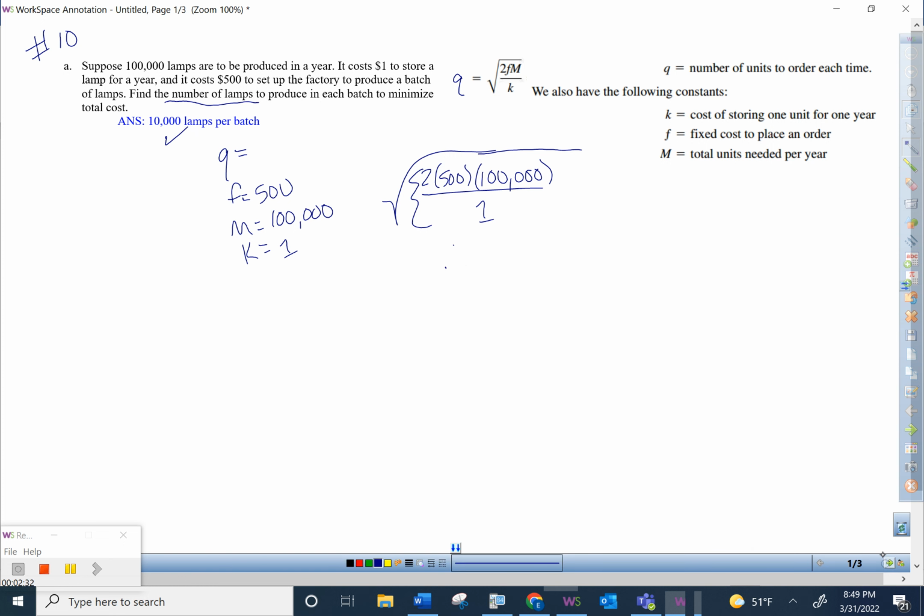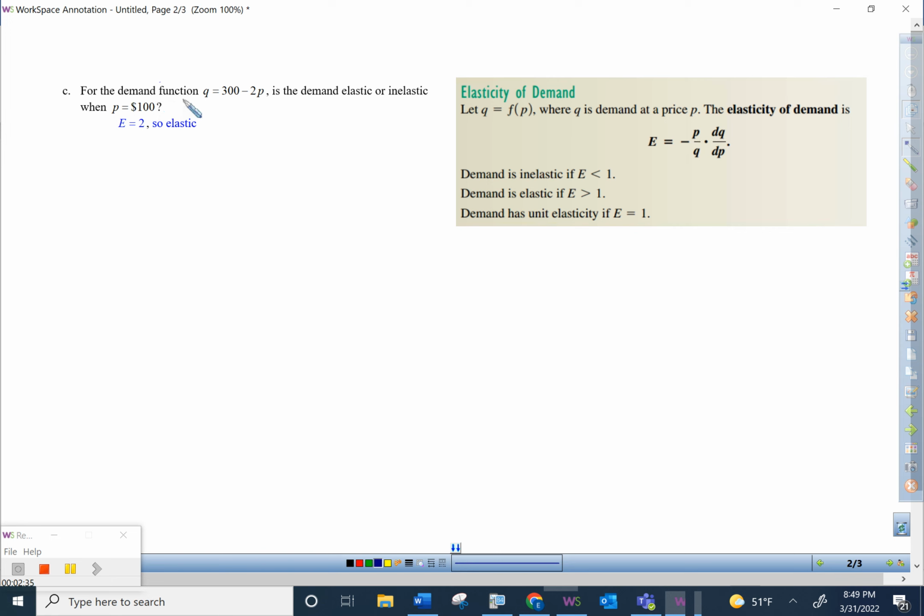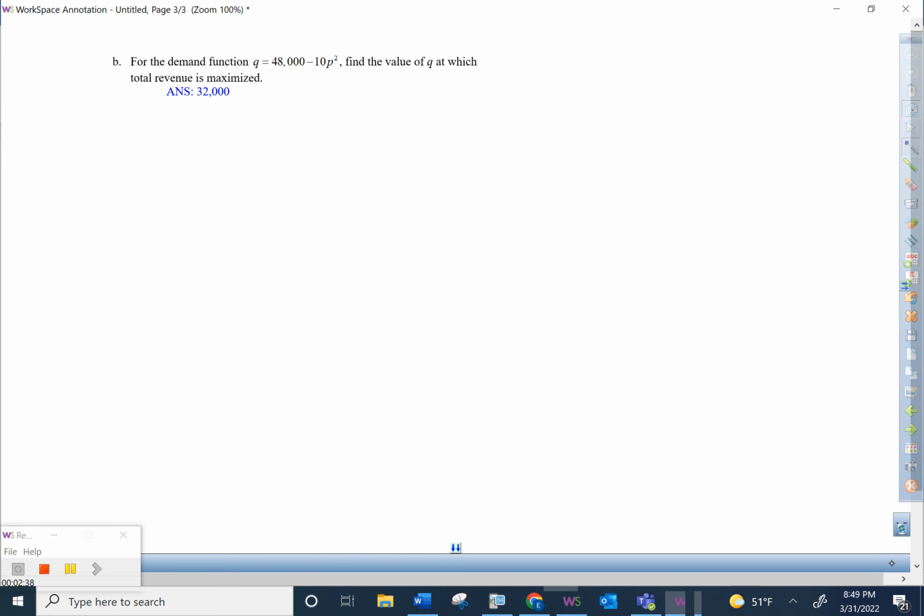Okay. Next one, it says for the demand function. Oh, that's actually C. I didn't change these around. Okay, so for part B, for the demand function, quantity is 48,000 minus 10 times the price squared. We want to find Q where the revenue is maximized. So first of all, we have to understand that revenue is quantity times price. Okay, so we'll go ahead and set that up here. Our quantity was given to us by our demand function. And then we're multiplying it by the price.